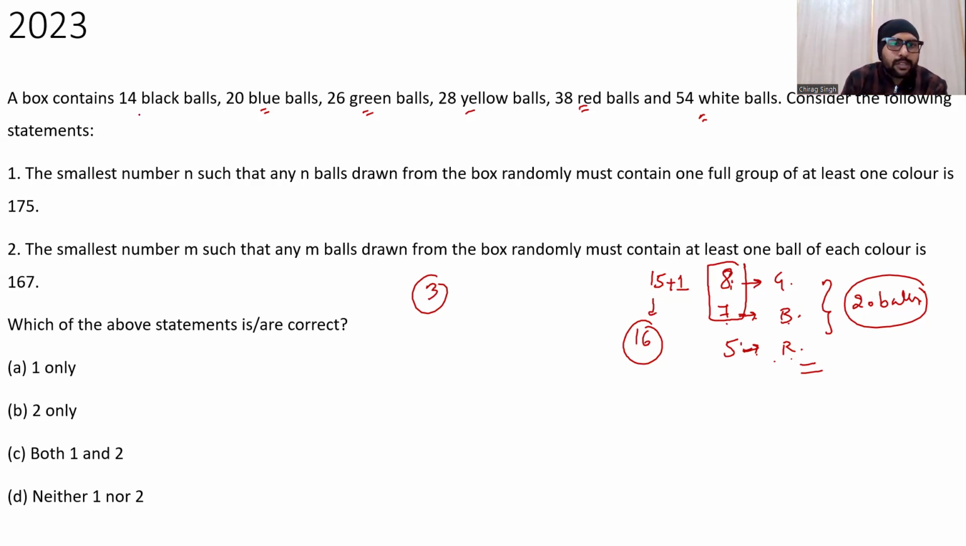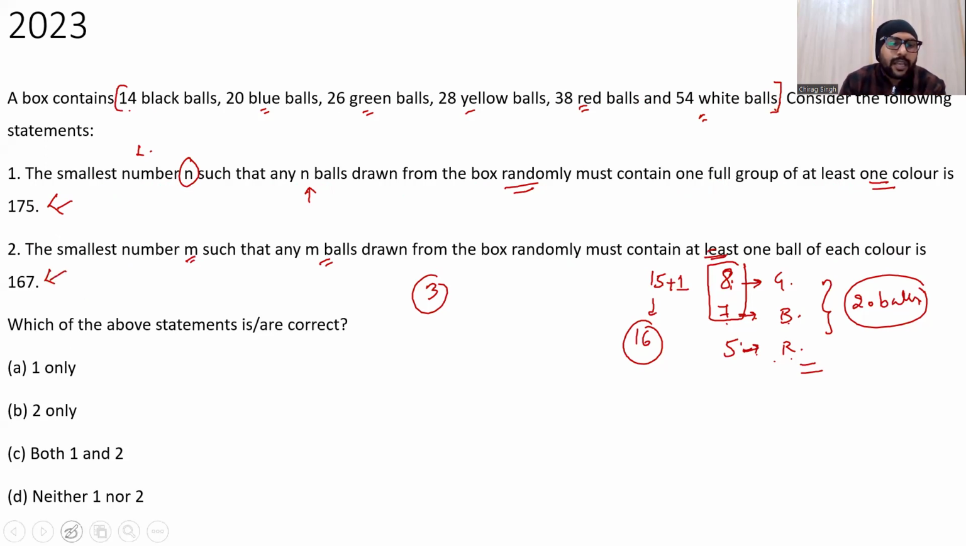I have these many balls which are written here, till here. It is given that the smallest number n such that any n balls drawn from the box randomly must contain one full group of at least one color is 175. Let us leave this for the time being. Leave the first statement for now. Come to the second statement. The smallest number m such that any m balls drawn from the box randomly must contain at least one ball of each color is 167.